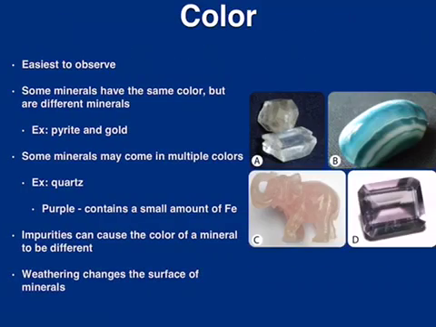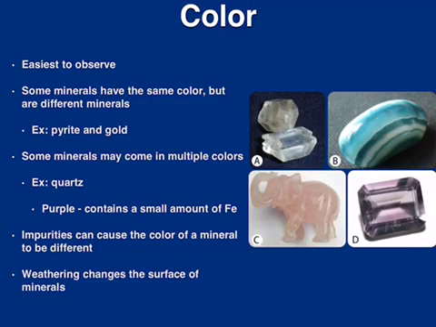Color is the easiest to observe. You literally just look at the mineral and tell us what color it is. However, some minerals have the same color as different minerals. They both could be clear, they both could be white, they both could be green, they both could be gold, like pyrite, which is fool's gold, and real gold look very, very similar in color.